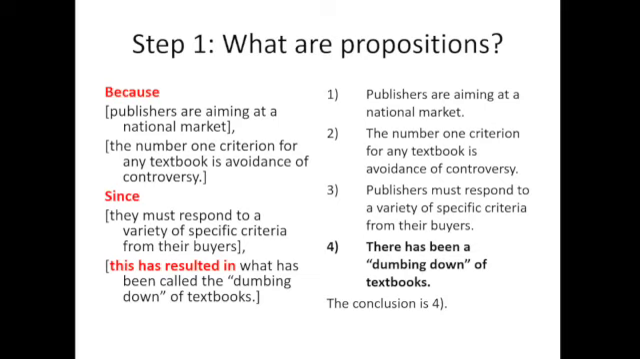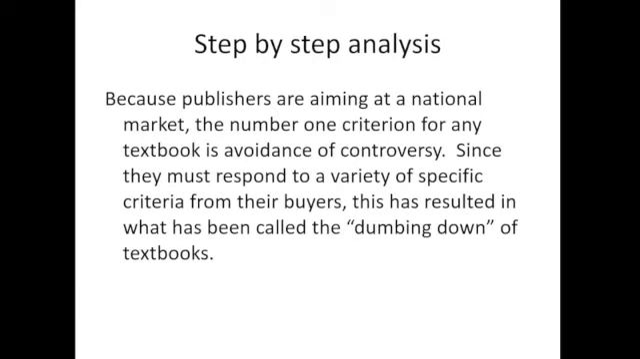Now let's look at these words in red here. Because and since, and this has resulted in. Those are the indicator words, indicator phrases in this case also, that give us an idea of what the structure of the argument is, right? So if we go back here, we say because, and that tells us that what's coming is a reason, right? Because, here comes the cause. Because publishers are aiming at a national market, the number one criteria for any textbook is avoidance of controversy.